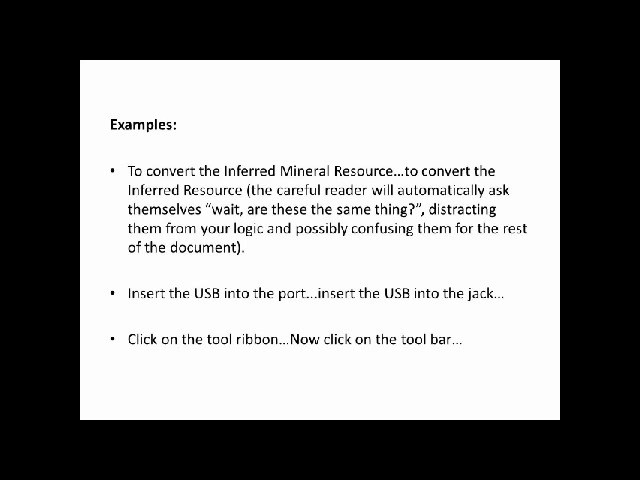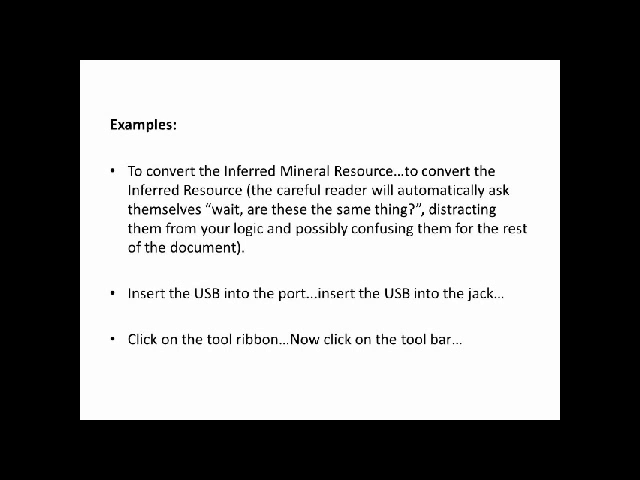Just very quickly, that first one, it was talking about inferred mineral resource, and then later on it talked about inferred resource. Now, we might decide, oh, that's pretty clear that it's the same, but remember, someone who's not an expert might just stop for a minute and say, okay, we're talking about different things here. So make sure that you choose your term and stick to it.